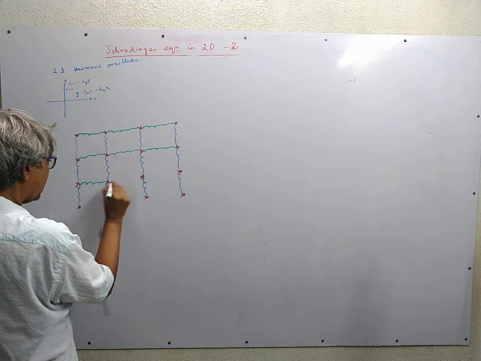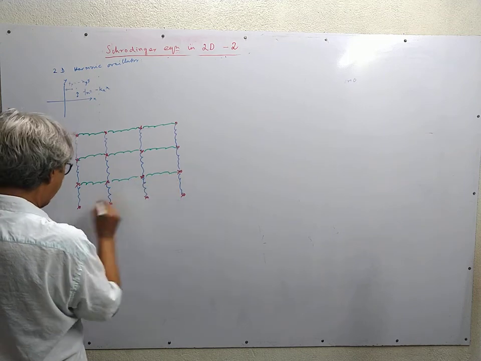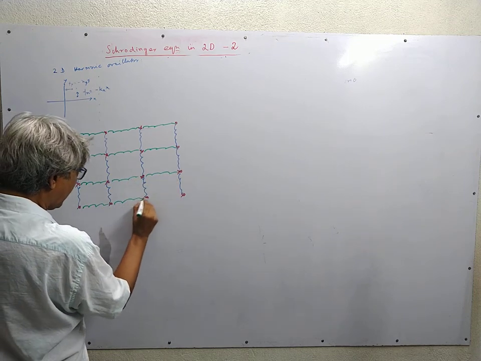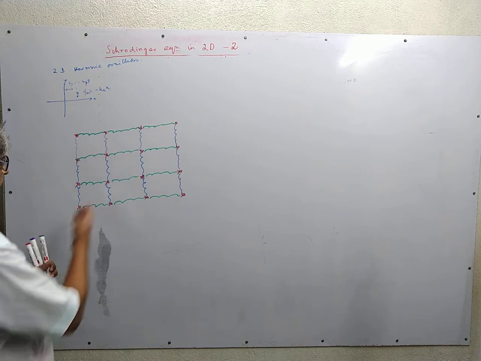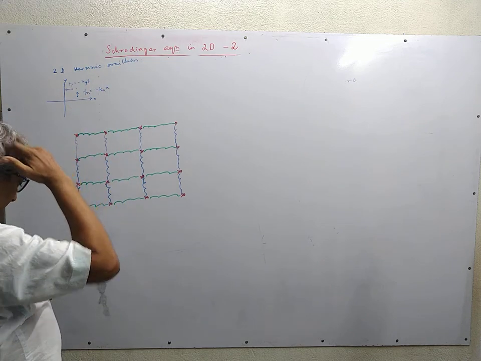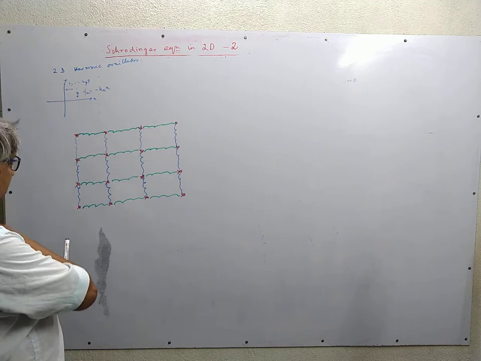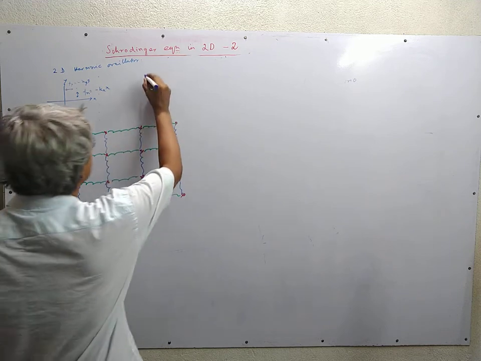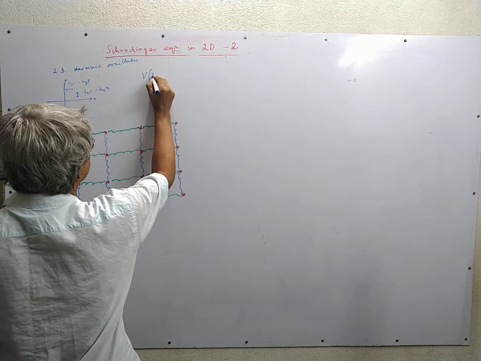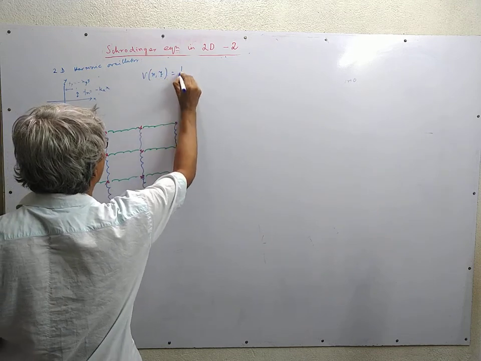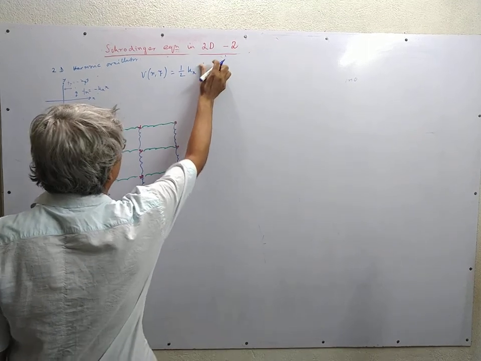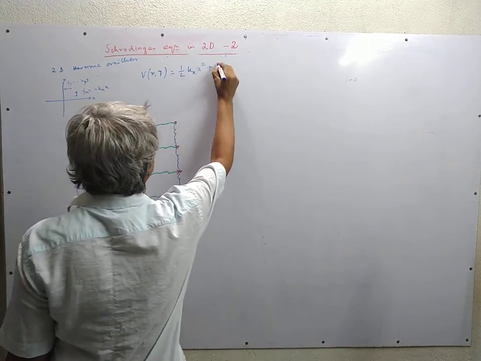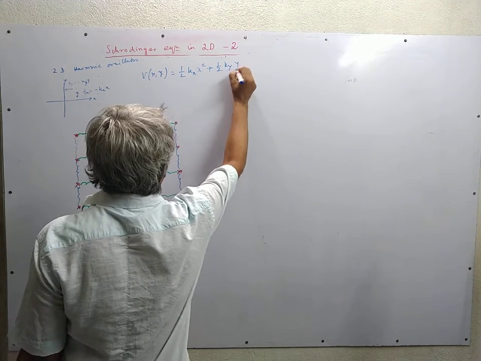So if we consider any particle, it is under the action of two restoring forces, one along the x direction and the other in the y direction, and this resembles the harmonic oscillator in 2D. So for this, the potential energy is a function of this. It is half kx x square plus half ky y square.